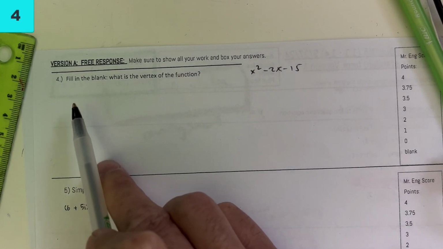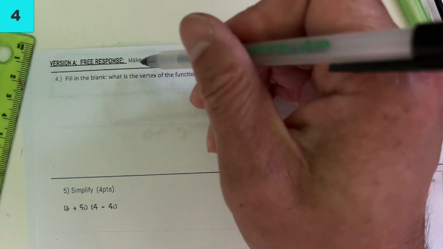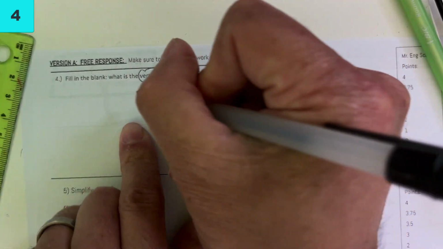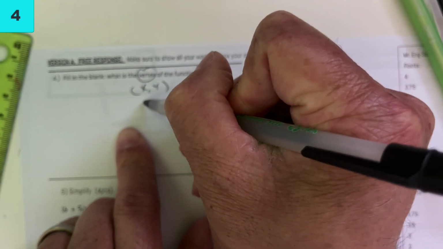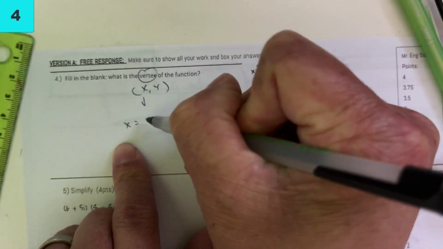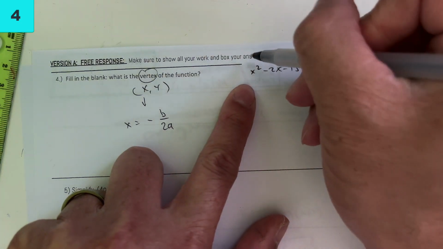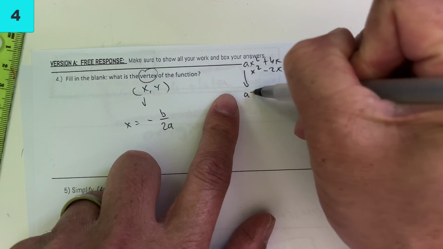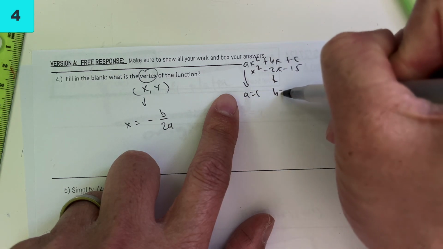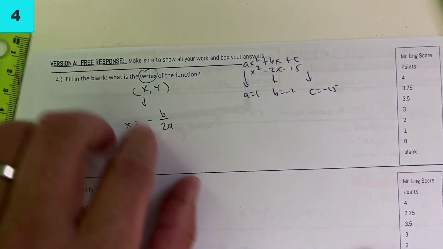Okay, let's find the vertex of the function. Remember, the vertex is the highest or lowest point, and you find it as an ordered pair, and we find it by using x equals negative b over 2a. And then in standard form, a is 1, b is negative 2, and c is negative 15.